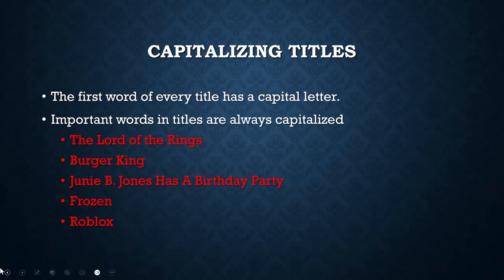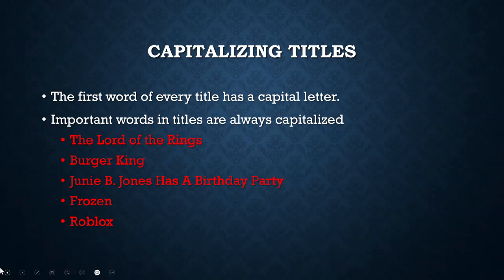All right, so grammar is how we write. The first one I'm going to teach you is about capitalizing titles. Now, the first word of every title has a capital letter. Titles can be titles of books, stories, poems, plays, restaurants, anything that is important, anything that has a name can have a title.